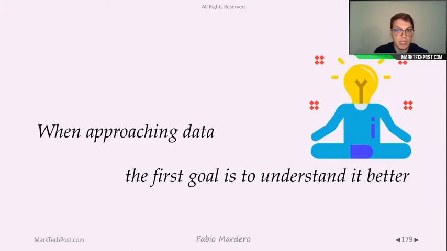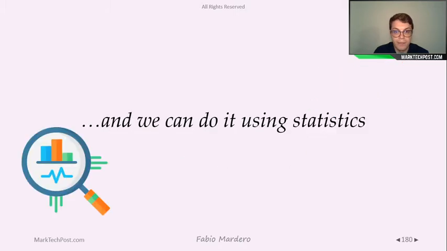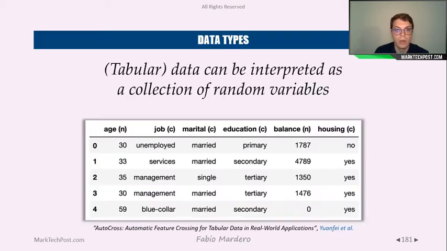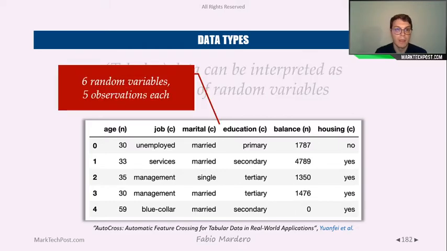So when approaching data, the first goal is to understand it better, and we can do it only by looking at it. And how can we do it? We can do it using statistics. The typical tabular data can be interpreted as a collection of random variables. For example, here we have 6 columns and 5 rows.